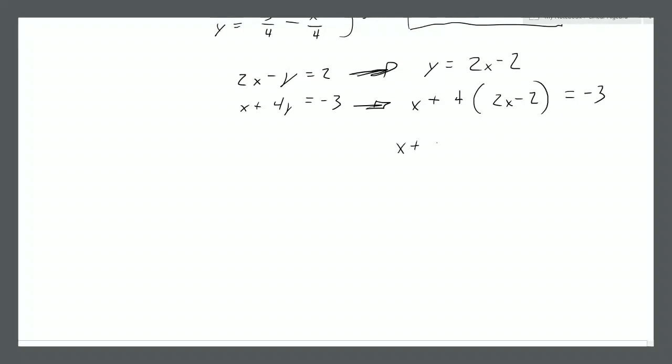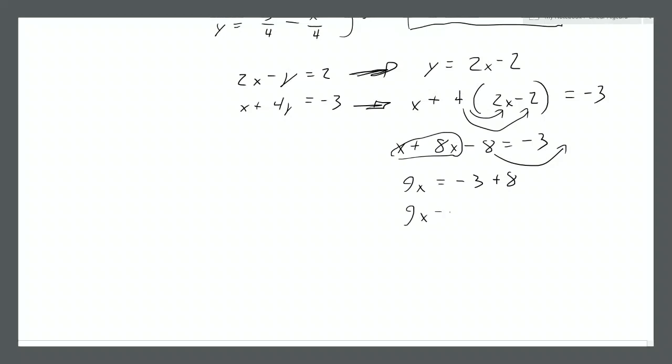And then we solve this, right? So x plus 4 times 2x is 8x. 4 times negative 2 is negative 8, equals negative 3. So we have 9x equals negative 3 plus 8, because we moved the 8 over to the other side and combined the two x's. So then we have 9x equals 5, x equals 5 over 9.